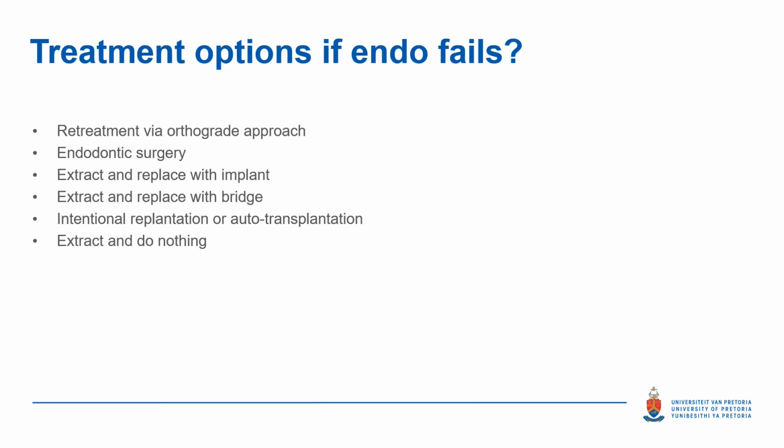What options do we have available to us if primary endodontic treatment fails? We can do an endodontic retreatment via an orthograde approach, so basically remove our GP and sealer, re-prepare the case, re-disinfect the canal space and fill it up again. We can move to our surgical options, so something like endodontic surgery or microsurgery, like apicectomies and stuff. We can extract the tooth and replace it with an implant or a bridge, and then there are some weird and wonderful options like replantation or autotransplantation, or we can extract and do nothing, and we can cover this in a little bit more detail.